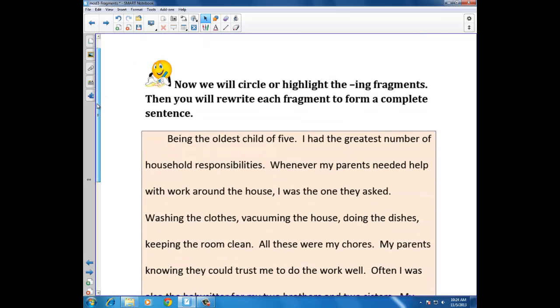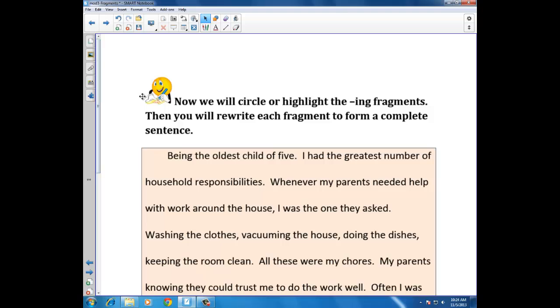Let's practice. We're going to circle or highlight the ing fragments, and then you're going to rewrite each fragment to form a complete sentence. Being the oldest child of 5. It's a classic ing fragment. So what we're going to do here is we're going to circle the fragment, being the oldest child of 5. We're going to find an independent clause to join it to. Let's see what follows. I have the greatest number of household responsibilities.